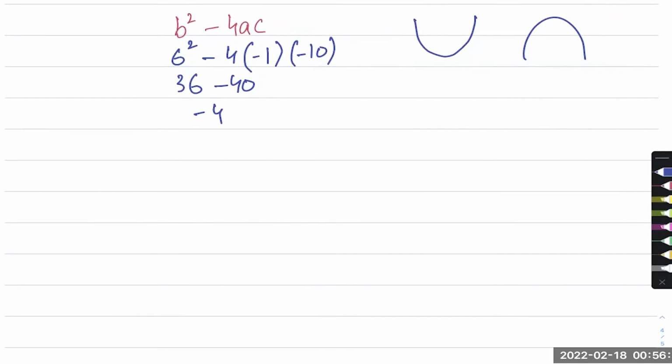But in other words, if you just want to remember, then if it is positive, there are 2 roots. If it is 0, it is 1 root. And if it is negative, it is 0 roots. So this one has negative, so it is 0 roots.